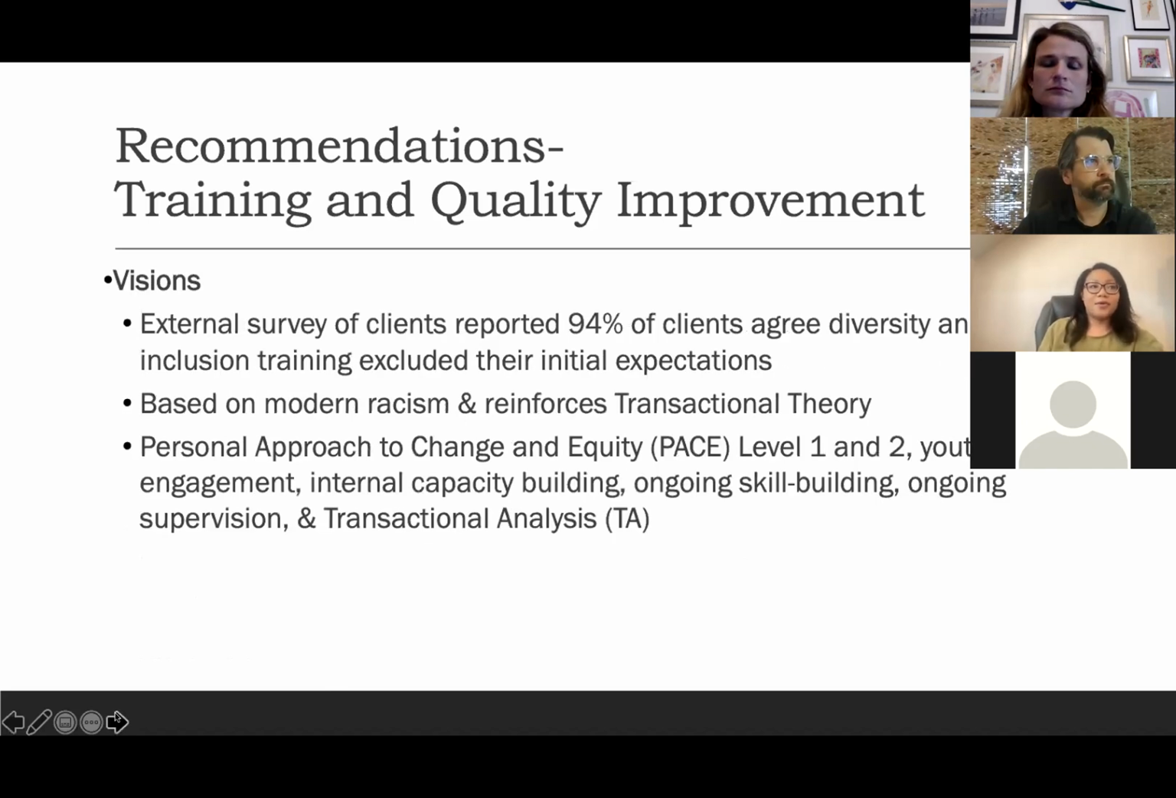Visions is the next program that we recommend. This is a workshop, and so the workshop can be added to the broader training program. An external survey conducted of participants in the Visions program reported 94% agreed the diversity and inclusion training exceeded their initial expectations. Visions is based on modern racism and reinforces transactional theory. They have several workshop offerings: Personal Approach to Change and Equity, also known as PACE, in level 1 and level 2, youth engagement, internal capacity building, ongoing skill building, ongoing supervision, and transactional analysis training.